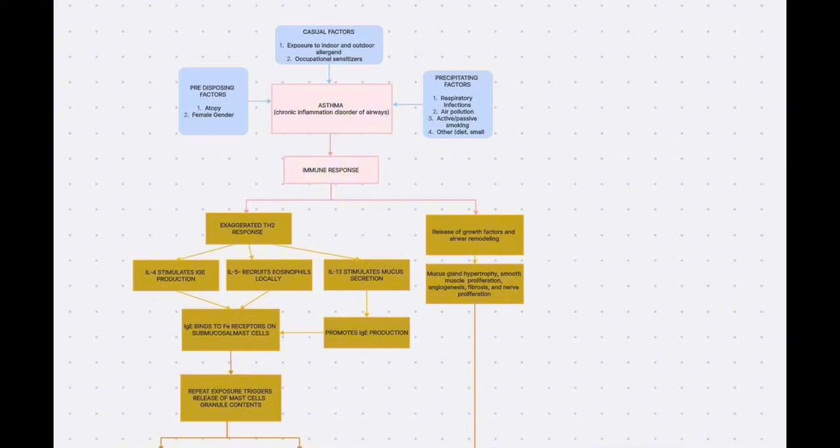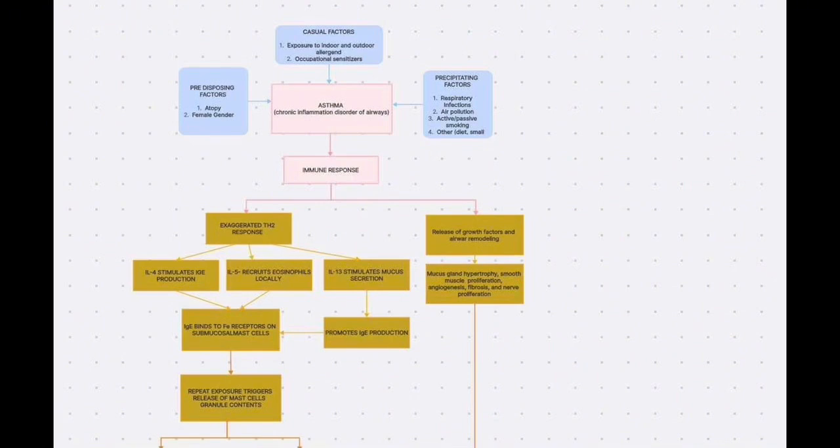For causal factors, we have exposure to indoor and outdoor allergens. Exposure to allergens like dust mites, pollen, mold, and pet dander can trigger asthma attacks in susceptible individuals. Then occupational sensitizers, which are exposure to occupational allergens such as chemicals or dusts that can lead to occupational asthma. Next are the precipitating factors. We have respiratory infections, which are viral or bacterial infections that can exacerbate asthma symptoms. Air pollution, exposure to air pollutants such as particulate matter and ozone, can irritate the airways and trigger asthma attacks.